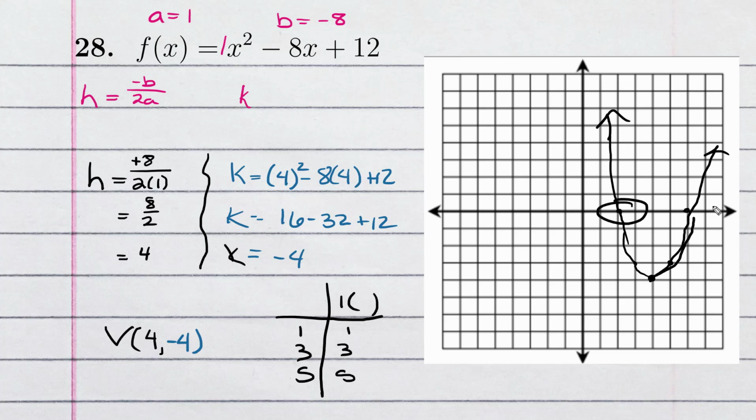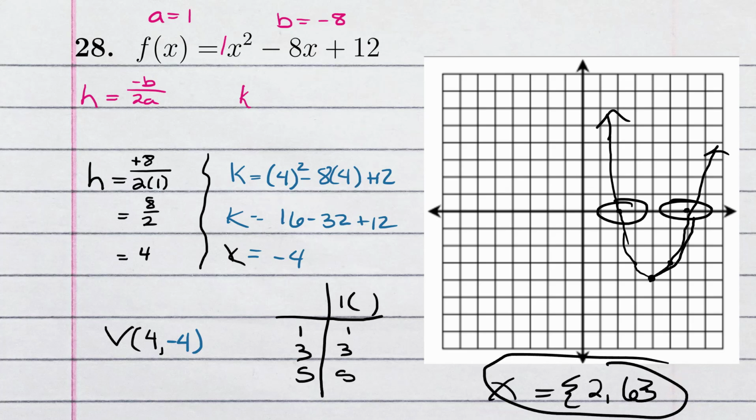And so my 2 times across the x-axis are my solutions, when x equals the set of 2, 6. So that's your answer. That's the answer to number 29, where it asks you for the roots. 28 wanted you to graph it.